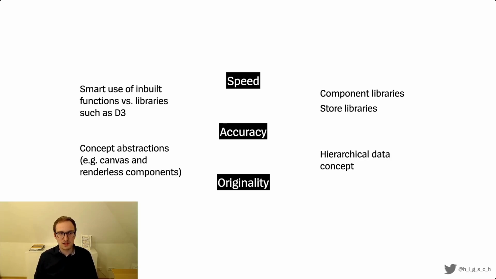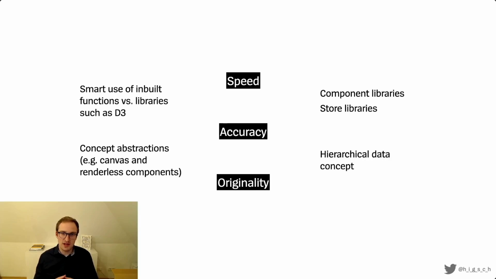Then the whole thing about concept abstractions. I just showed you one example with the renderless components to build up a canvas component that can take children so that you can use the canvas API in a declarative manner. That's really cool. Then with the components and the stores, you can separate data manipulation stuff into stores, for example. You can build up component libraries. You can even build up store libraries.